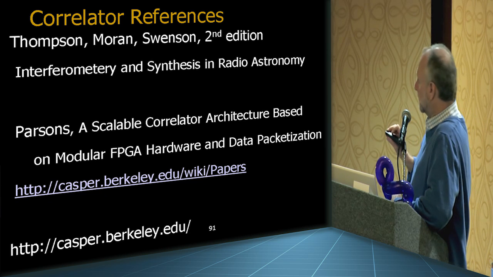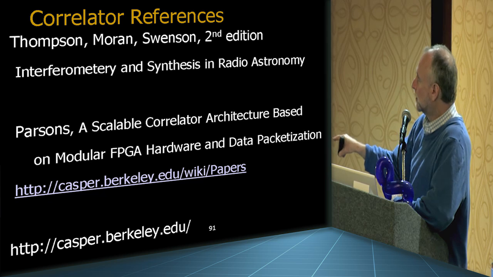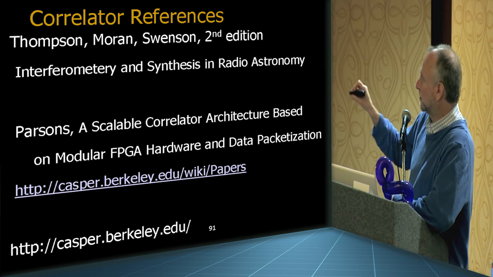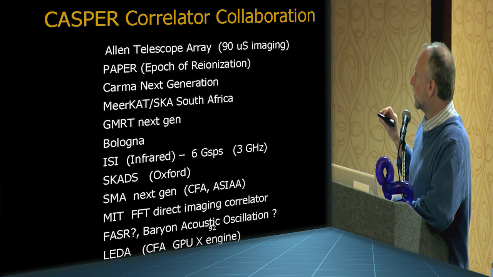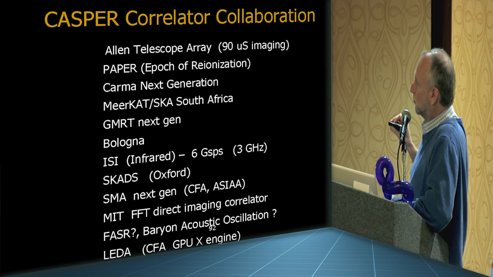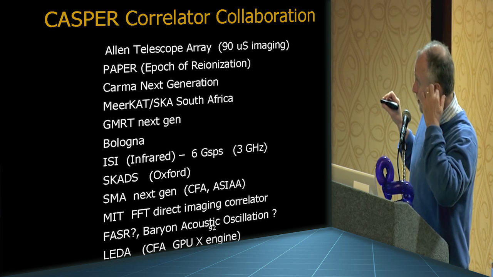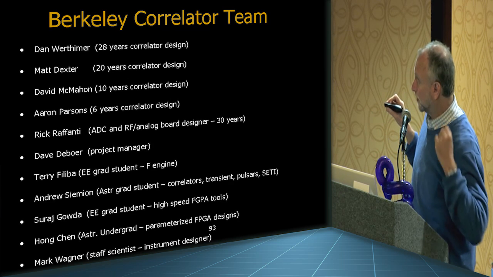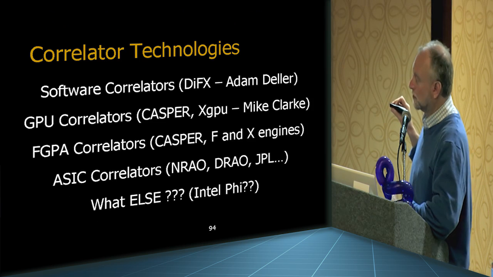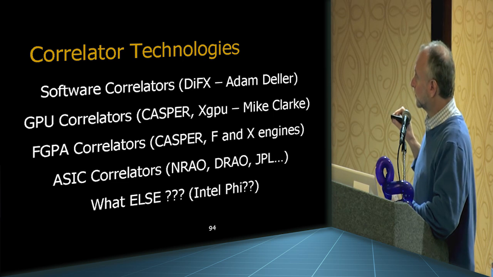So if you want to read more about correlators, if you're unhappy with these 2 diagrams that I've drawn, here's a couple of references. There are a lot of people working on correlators in our CASPER collaboration. These are some of the groups that are building correlators. So there's a big interest in this. These are the people at Berkeley that are working on this. We've been building correlators for 40 years.